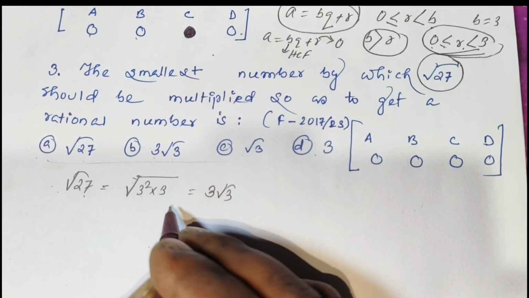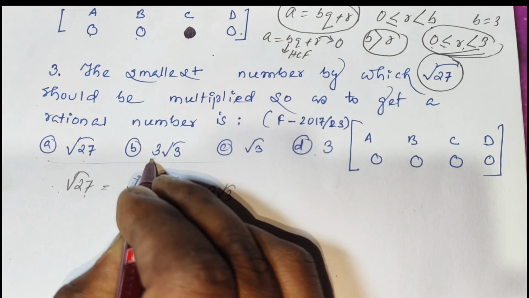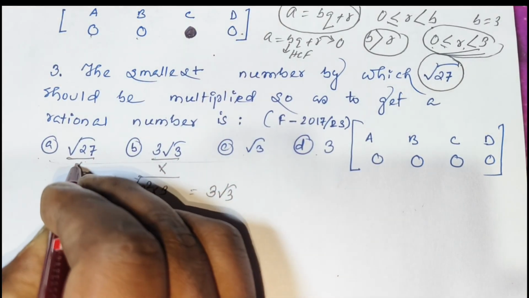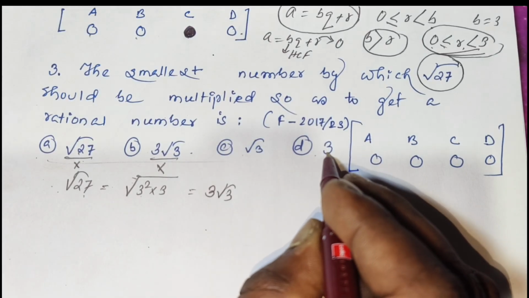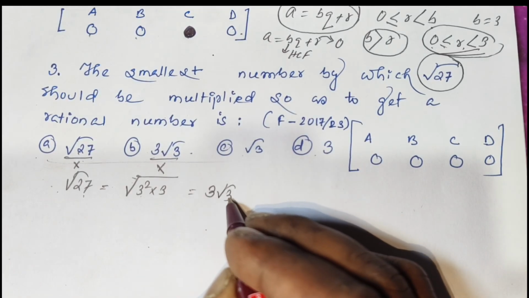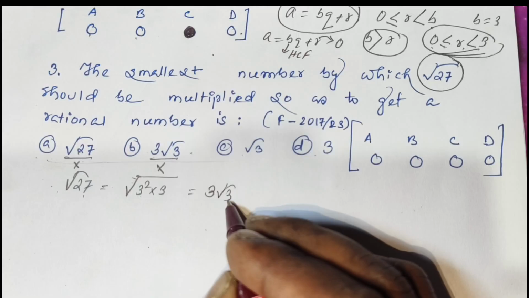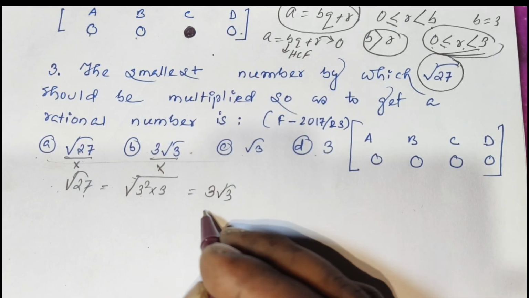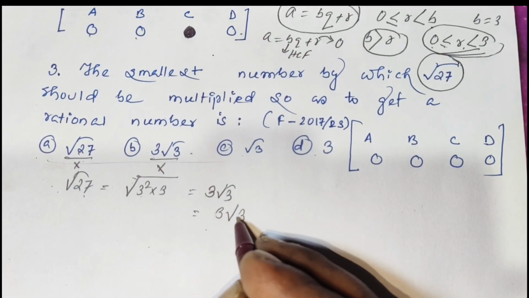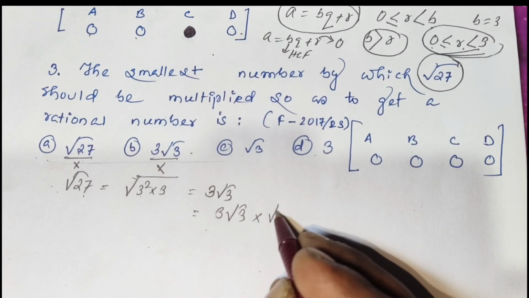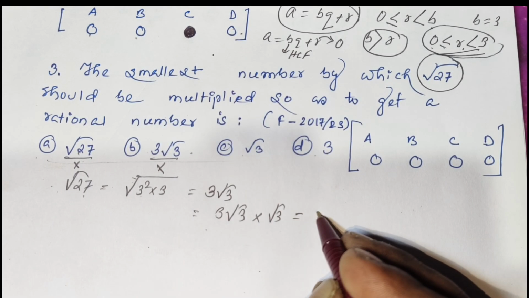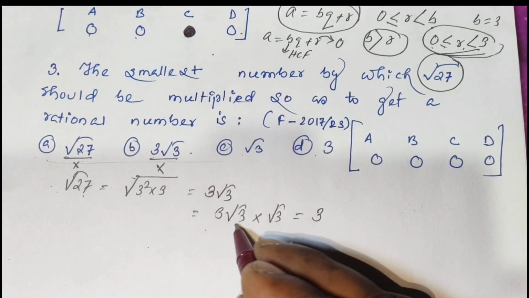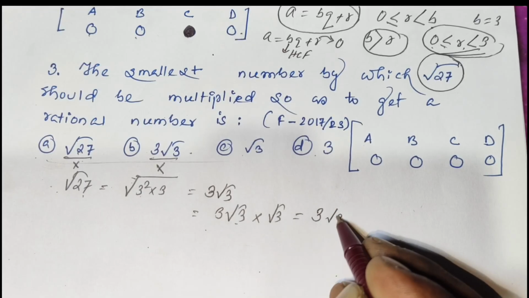And the smallest number we have to multiply: we cannot multiply by 3, because then it becomes an irrational number again. Now let's check. We have to multiply 3√3 by √3. Then it will become 3√3 × √3, which is 3(√3)².